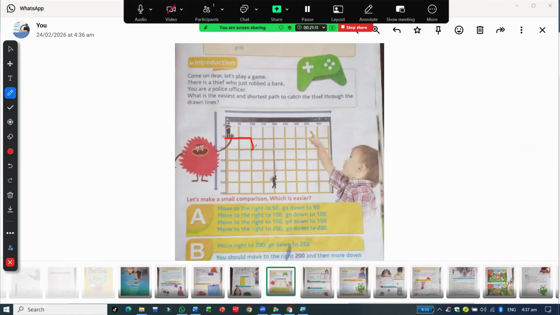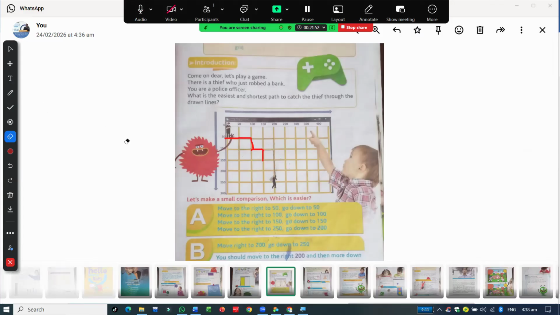Then move right to 150. Here we have the 150 value, which is from the x-axis. And then after 150, you will go down 150 again. So here is the 150. Then the next command is move right to 250. If we are going towards 250, 250 is here. But go down to 200, 200 means here. So can we catch the thief? No. So we will move on to the previous step.